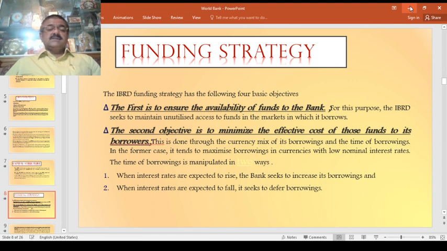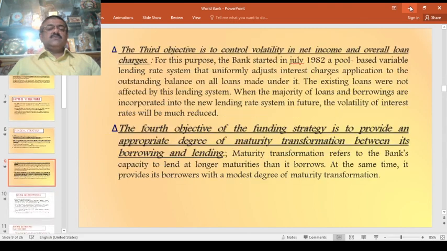In the former case, it tends to maximize borrowings in currencies with low nominal interest rates. The time of borrowing is manipulated in ways. When interest rates are expected to rise, the bank seeks to increase borrowings, and when interest rates are expected to fall, it seeks to defer borrowing. So they are going to postpone the borrowing.